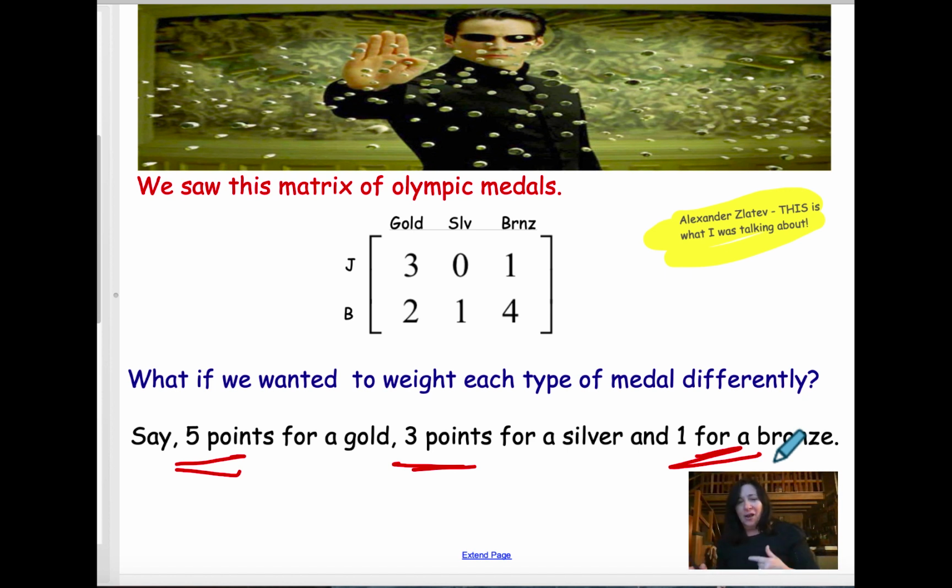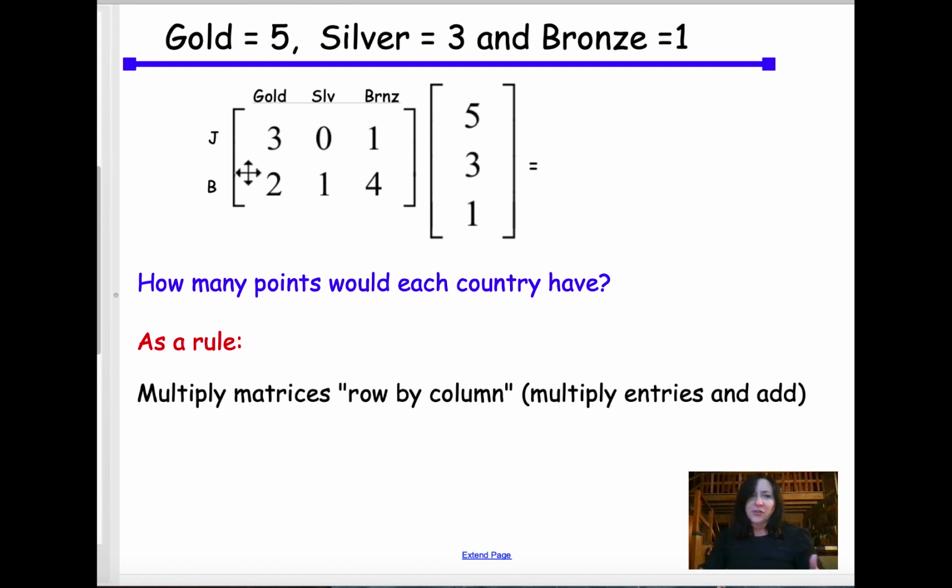And so this is how you would actually do it for the weights of the different medals. So 5, 3, and 1. So for this, you've got 5 for golds, 3 for silver, and 1 for bronze. And so we are going to take our gold values and times those by those values right there to weigh them differently. Now, the way you multiply matrices, and this is like I was saying on that previous slide, remember, this is a 2 by 3, and this is a 3 by 1.